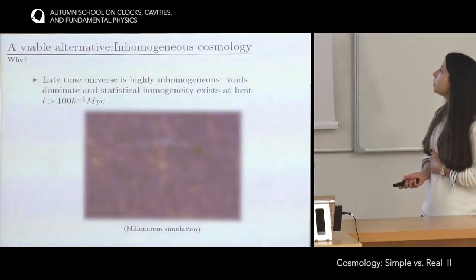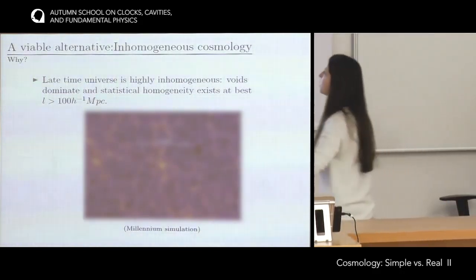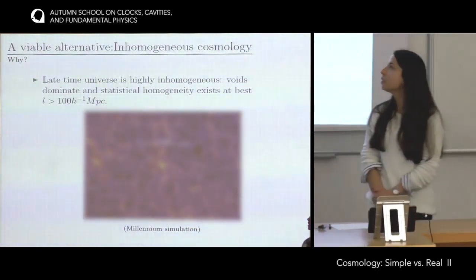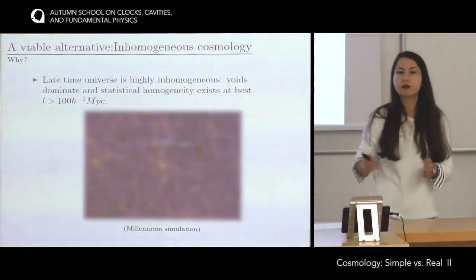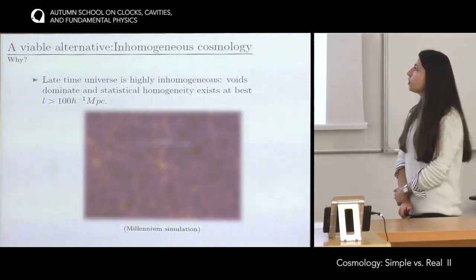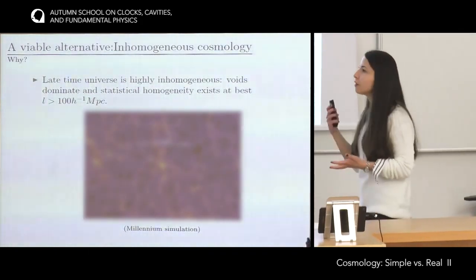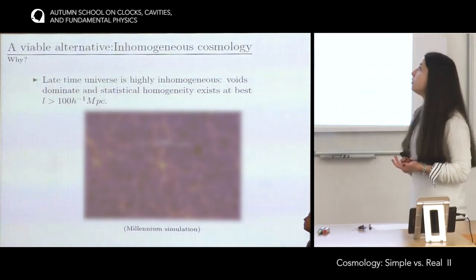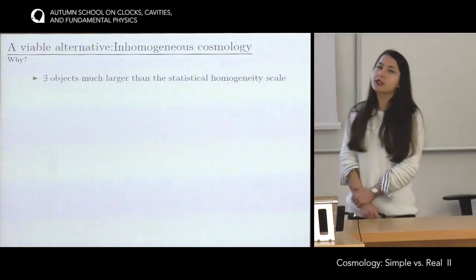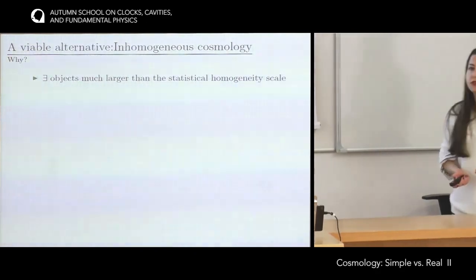And okay, here is the Millennium simulation. So you can see that in the simulation as well. This is around 125 megaparsecs over little h. Here h is your Hubble parameter divided by 100. So even in the simulations, you can see that the late-time universe is not homogeneous at all. We have filaments and voids dominating in general. And there are actually structures larger than the statistical homogeneity scale that I was talking about.